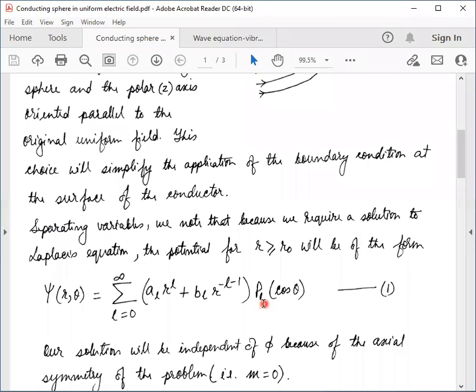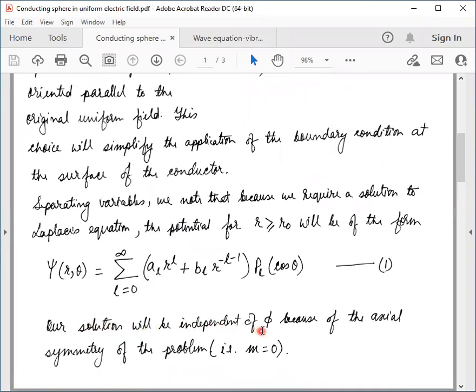In our earlier discussions, we used M instead of L, but here we are using L. Our solution will be independent of phi because of the axial symmetry of the problem. So in this particular case, we have taken M equal to 0, so we have only the Legendre polynomials instead of the associated Legendre functions. So this is our solution to the Laplace equation, and we have to determine the values of A_L and B_L by using the boundary conditions.